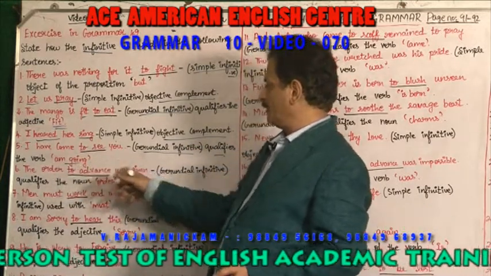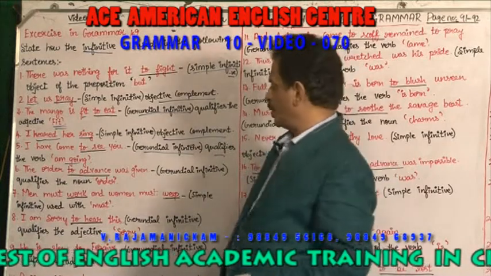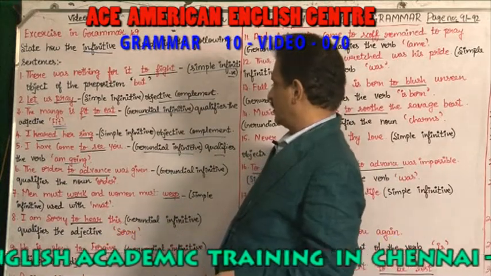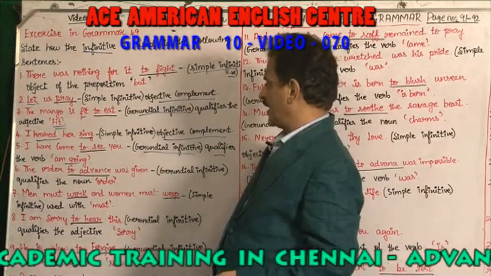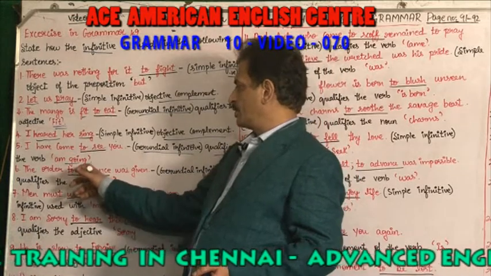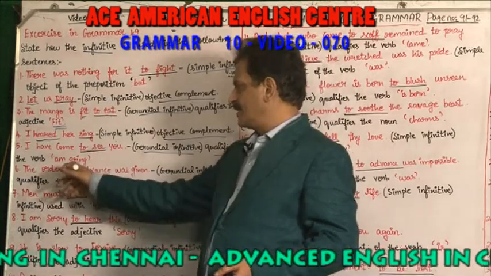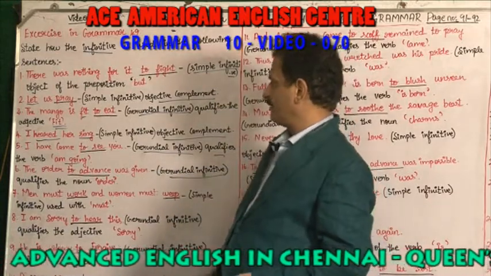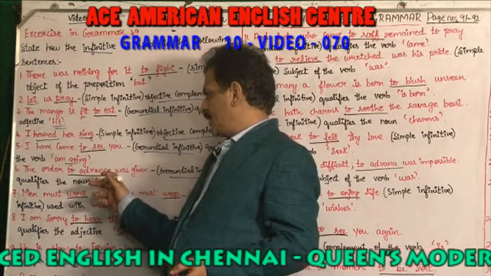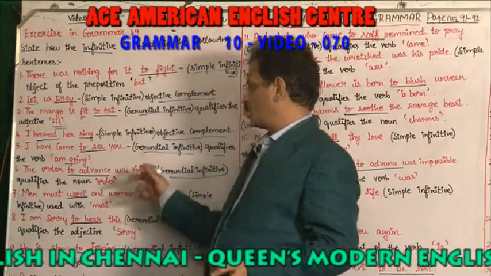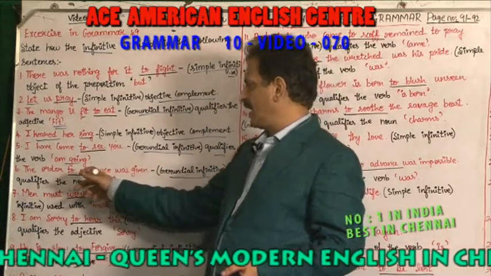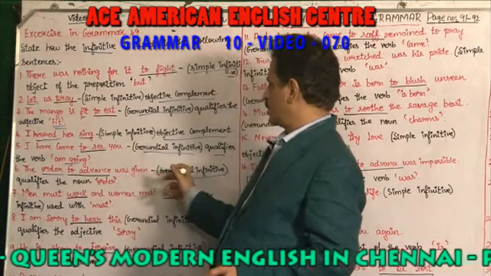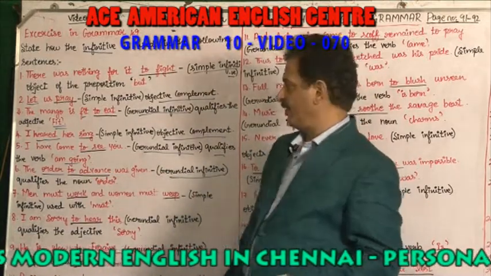"The order to advance was given." So it qualifies the noun order. This "to advance" qualifies the noun order. So it is a gerundial infinitive. The order to advance was given: to advance qualifies the noun order. So it is a gerundial infinitive.